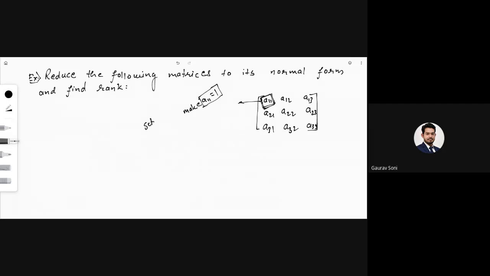Then this is our first step. Step 1: make A11 as 1. Step 2: make below entries 0. So once I have A11 as 1, all the below entries need to be 0 in the second step. But how are we going to make it 0? Using a row transformation.